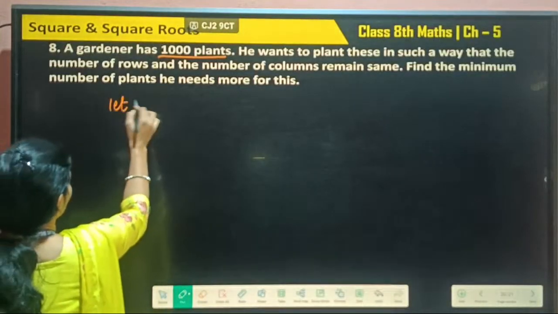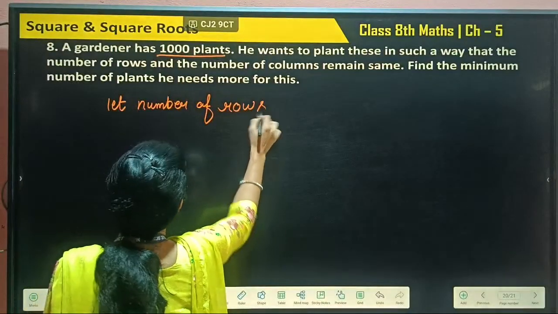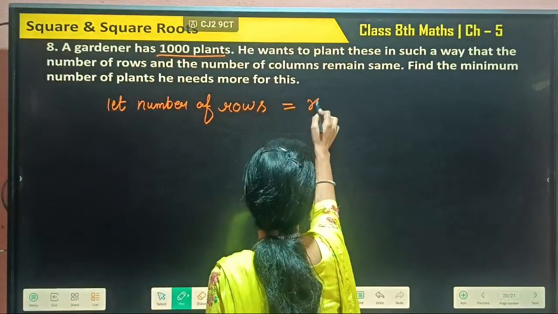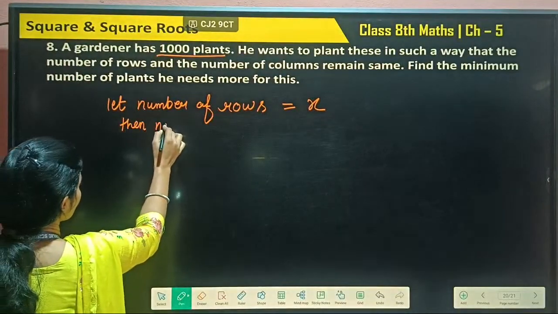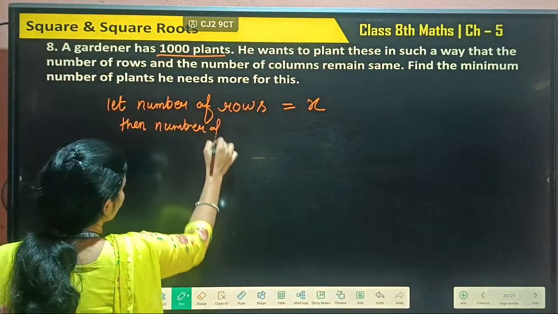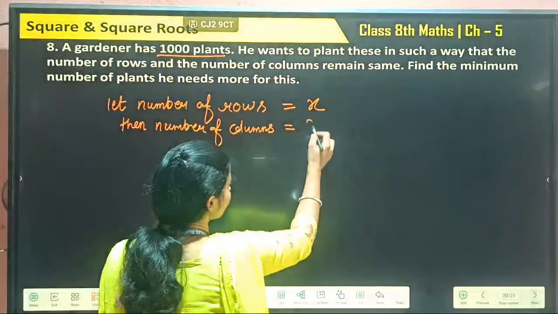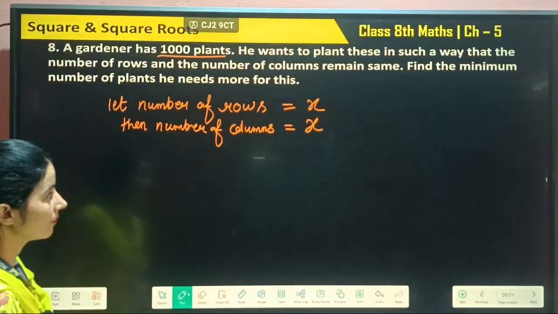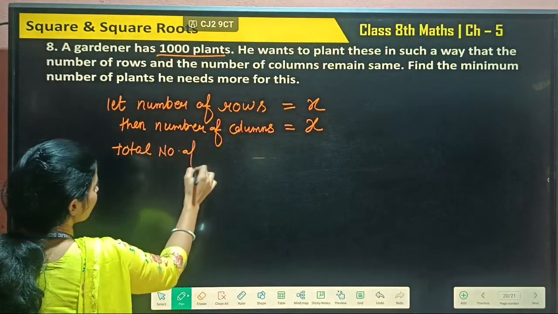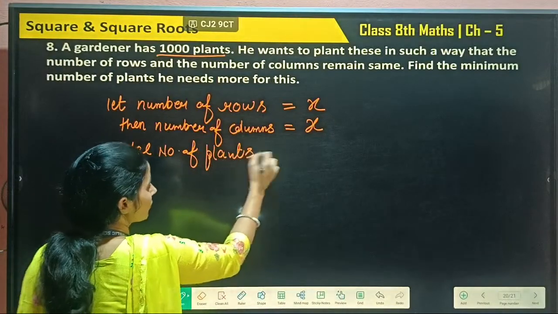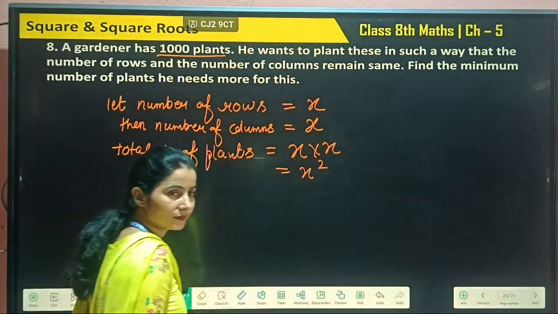Let the number of rows be x, and the number of columns will also be x. Then the total number of plants will be the number of columns into the number of rows. It will be x square.